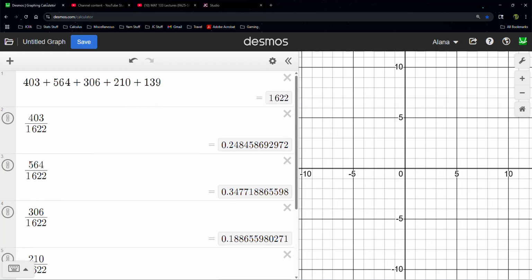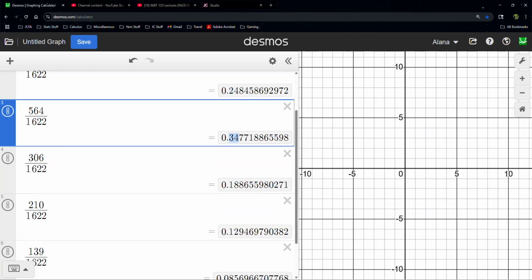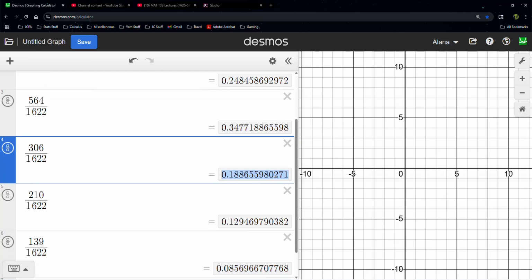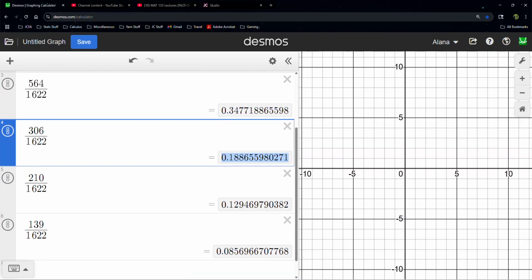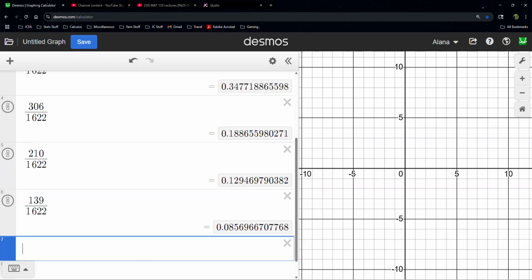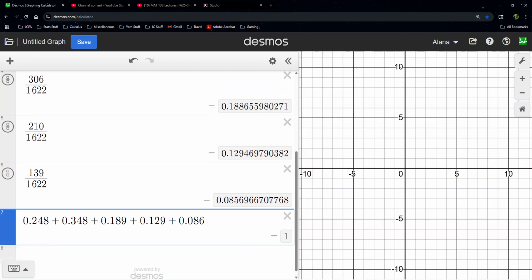So I'm going to copy over the total of 1622, and I'm going to round these. So 0.248, and then 0.348. And then 0.189, right? That 6 is higher. So we go 0.189 for the third one, 0.129, and 0.086, because the 6 would round that 5 up. Before I write these on my paper, I also want to know if they add up to 1. They might not because of rounding error. So I'm just going to add these up really quickly. Oh, and they do add to 1 this time.